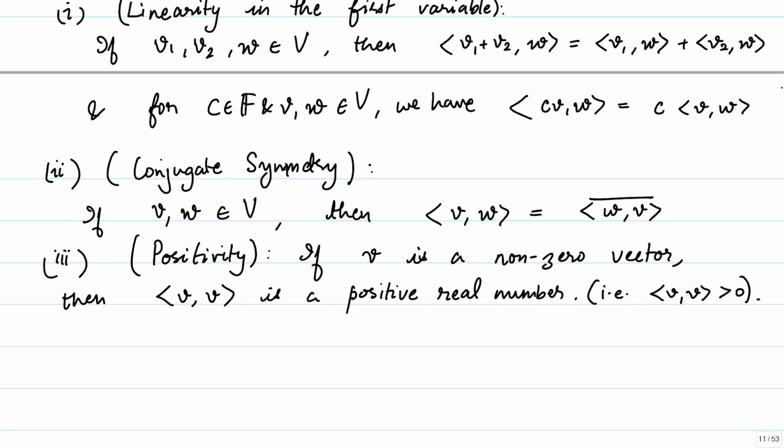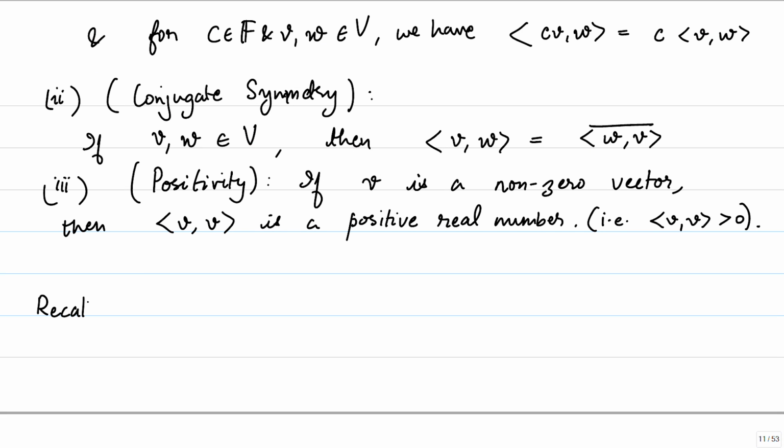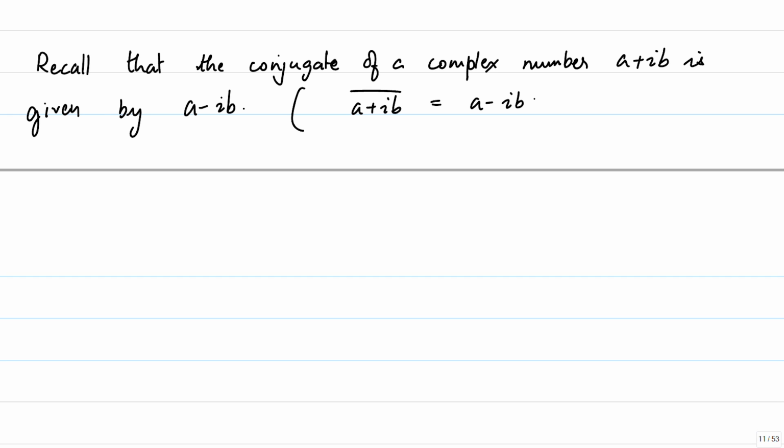Alright, so what is meant by the complex conjugate? Recall that the conjugate of a complex number A plus IB is given by A minus IB. So, A plus IB bar is equal to A minus IB.